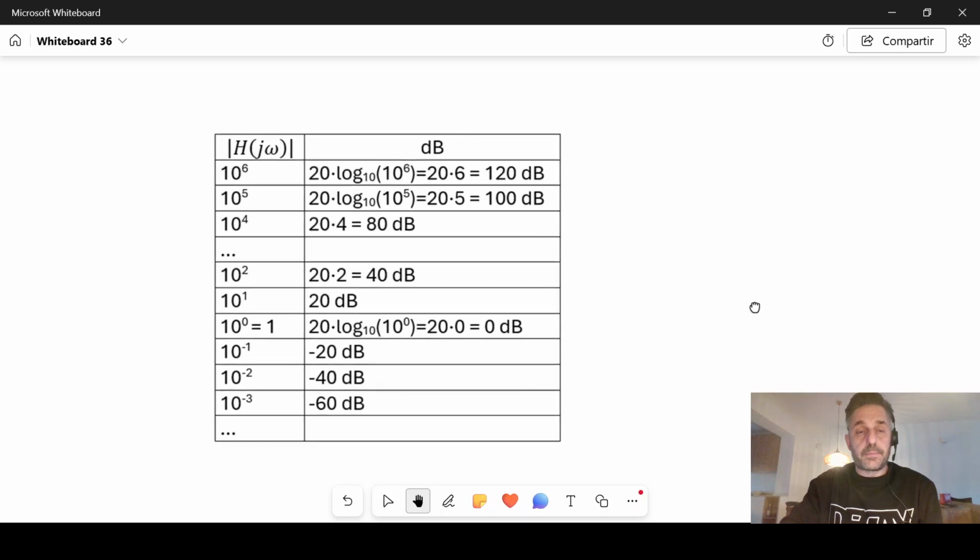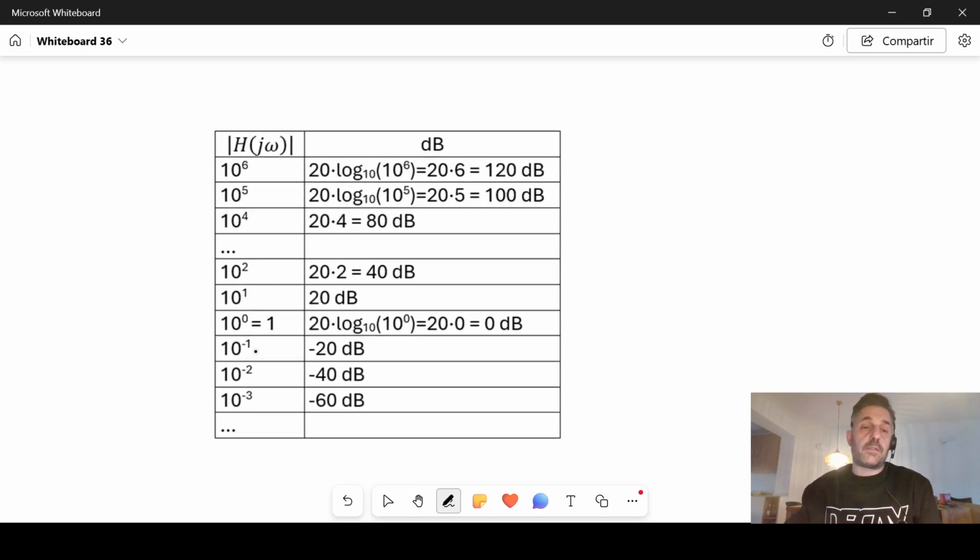This one. So here we have just powers of 10 to make it simple, but anyway. We have 10 to the 6, which corresponds to 20 times 6, 120 dB, and so on. 10 to the 5, we have 100. 10 to the 4, 80. 10 to the 2 is 40 dB. 10 is 20 dB. 1, which corresponds to 10 to the 0, is 0 dB.